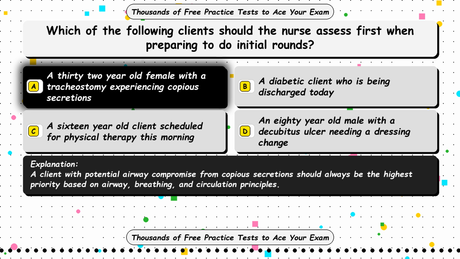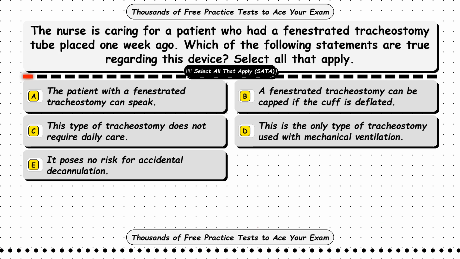Question 37. The nurse is caring for a patient who had a fenestrated tracheostomy tube placed 1 week ago. Which of the following statements are true regarding this device? Select all that apply. Option A, the patient with a fenestrated tracheostomy can speak. Option B, a fenestrated tracheostomy can be capped if the cuff is deflated. Option C, this type of tracheostomy does not require daily care. Option D, this is the only type of tracheostomy used with mechanical ventilation. Option E, it poses no risk for accidental decannulation.